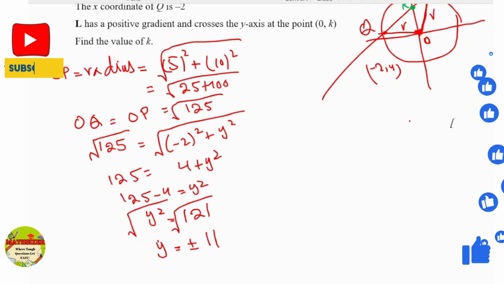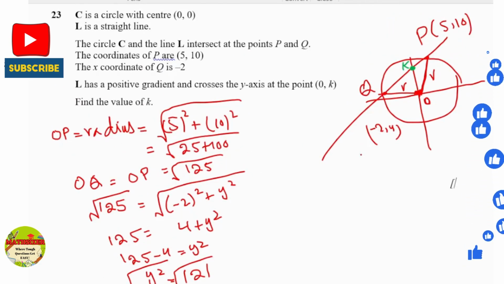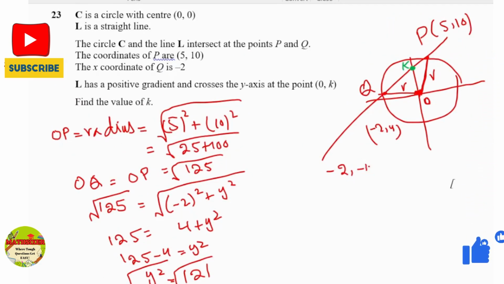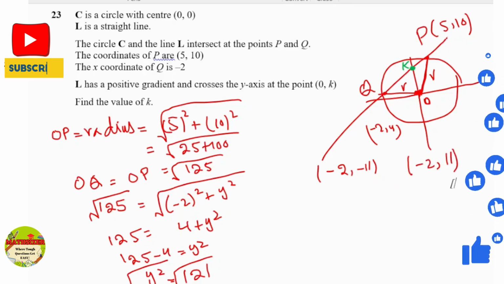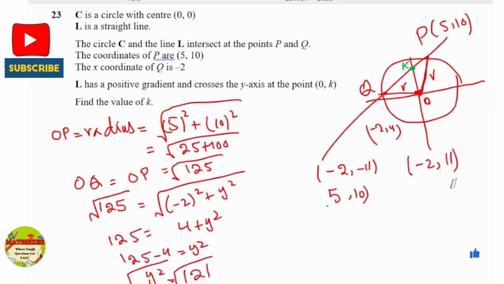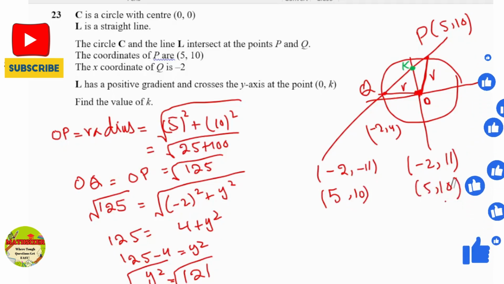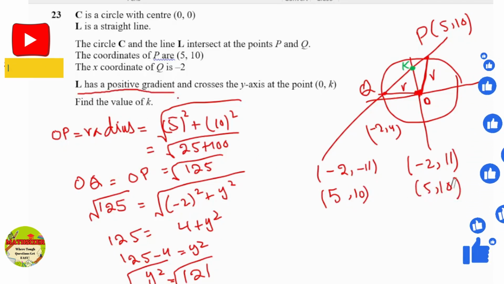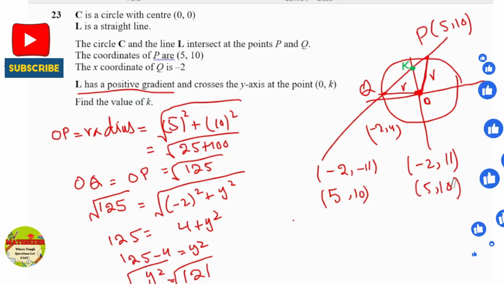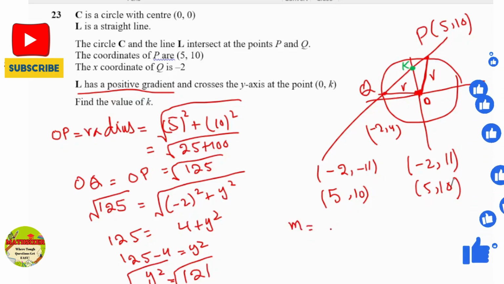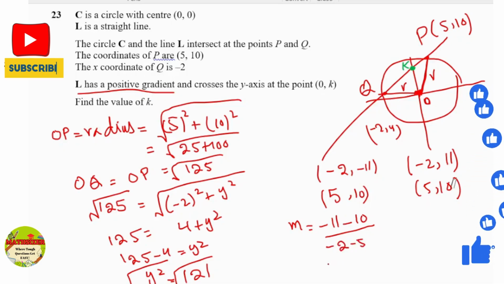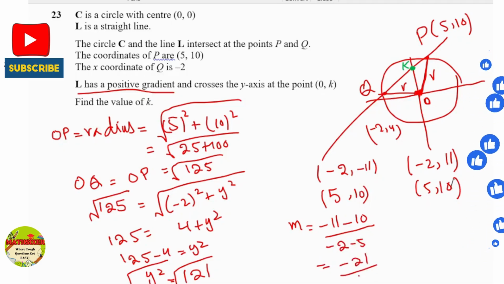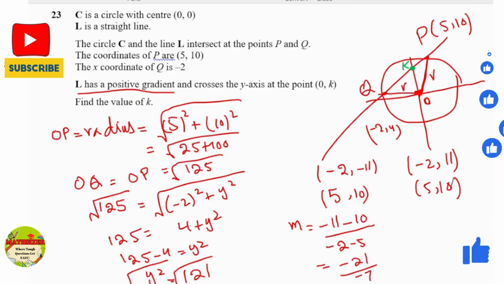So if we look at the Q coordinate, we have two values of the y coordinate: (-2, -11) and (-2, 11). And P is (5, 10). The question says L has a positive gradient. If we find the gradient of P and Q, we know which one gives a positive gradient. The gradient formula is y2 minus y1, so -11 minus 10 divided by -2 minus 5. That gives us -21 over -7, so the gradient is +3 actually.